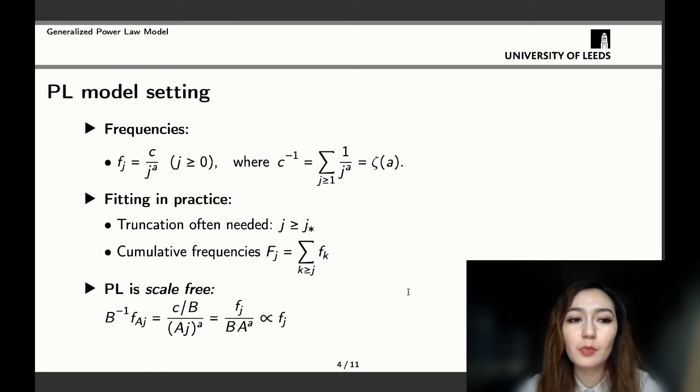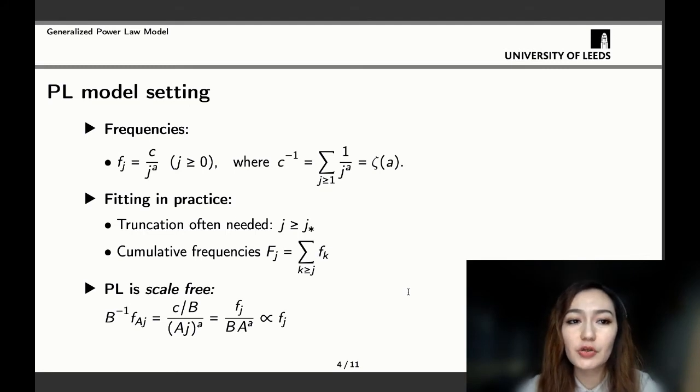When we fit a power law model in practice, in most situations, we consider that the power law model can only describe the tail of citations. In other words, we have to add a truncation point J star, then the power law model can describe the citations larger than J star.